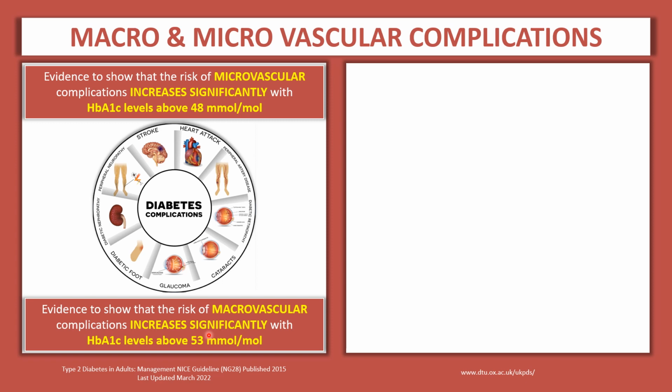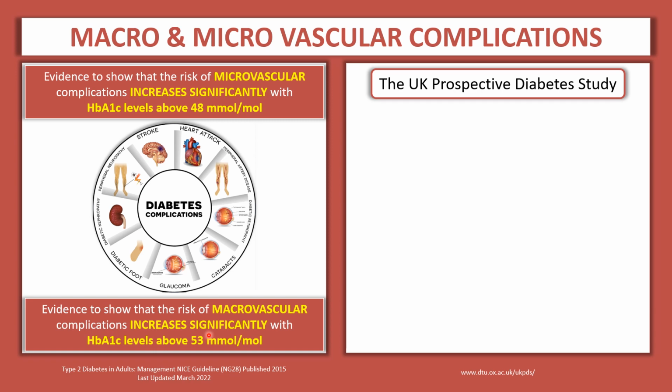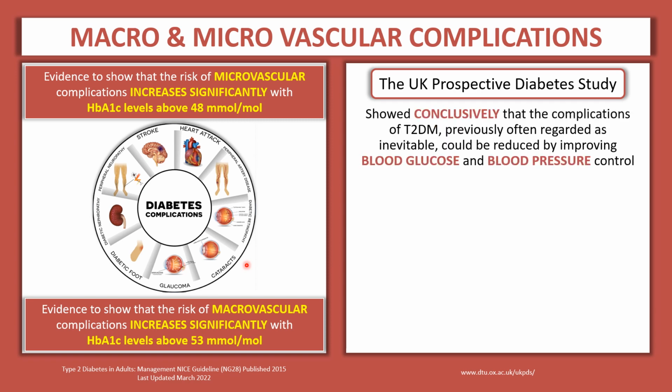One of the big, huge landmark studies that we had in diabetes was called the UKPDS. Now this was massive. It ran for 20 years across 23 different sites across the UK, and it covered over 5,000 patients with type 2, and followed them for 20 years. And after that 20 years, what it came up with was this.